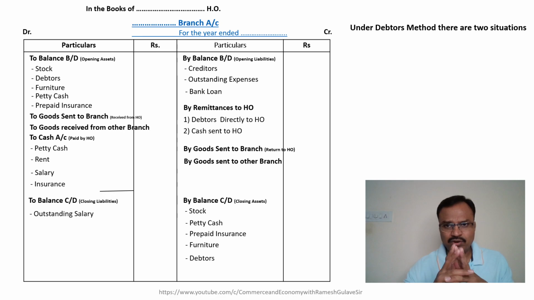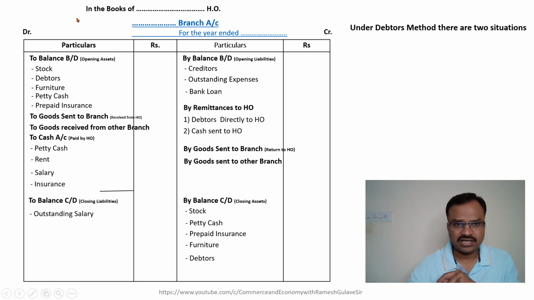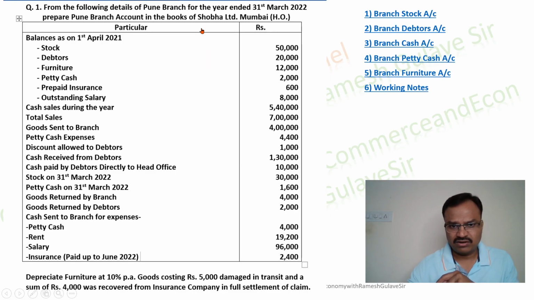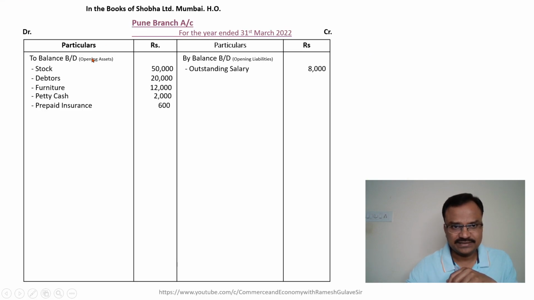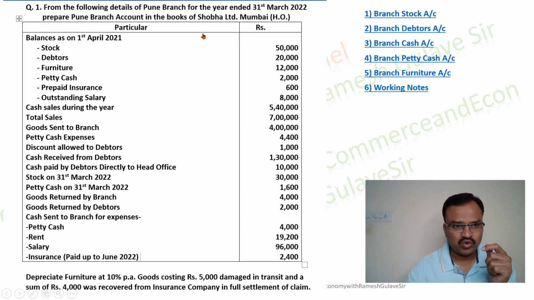So now I hope the format of branch account is clear, and it is clear which items are recorded on the debit side of branch account and which items are recorded on the credit side. Now let us continue with our question. Here we have recorded the opening balances of assets and liabilities. In the present question, we have recorded the opening balance of stock, debtors, furniture, petty cash, and prepaid insurance. Then outstanding salaries are also recorded. Now let us move on to the next point.